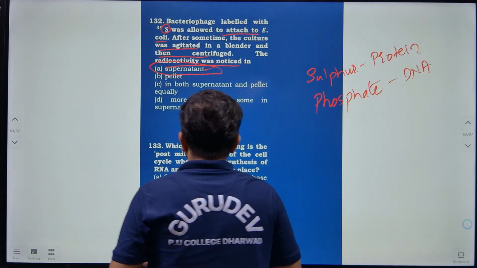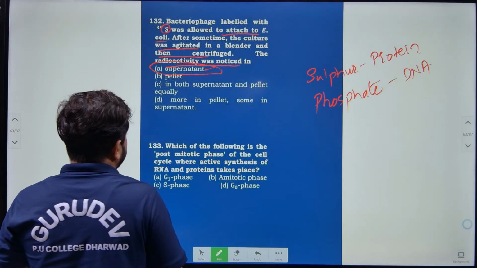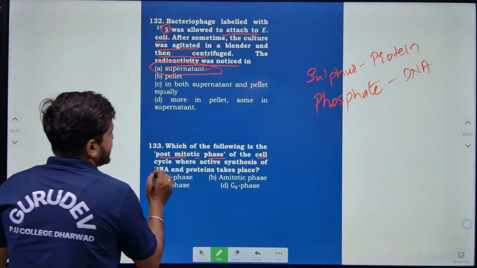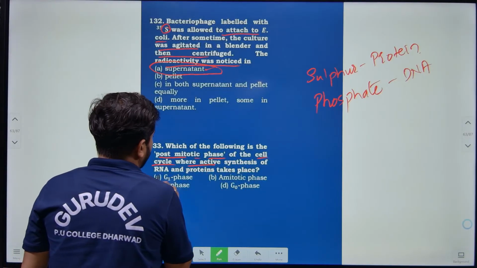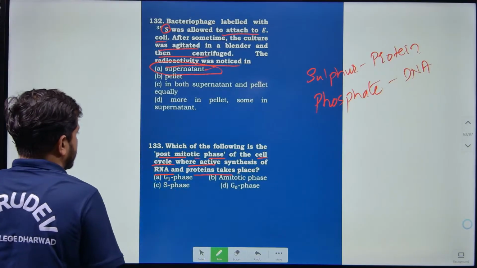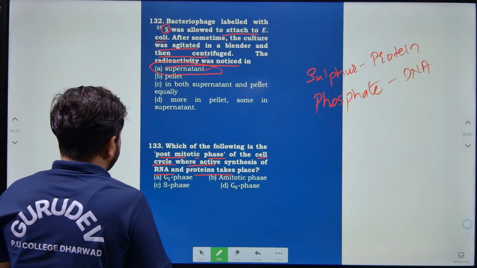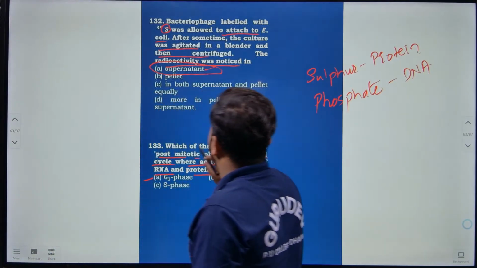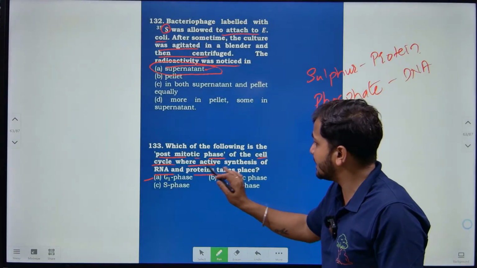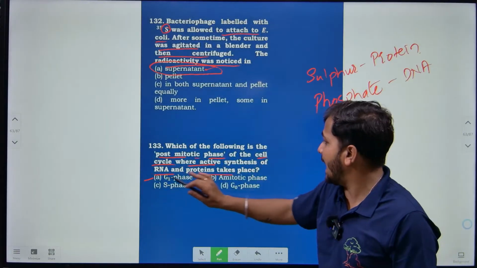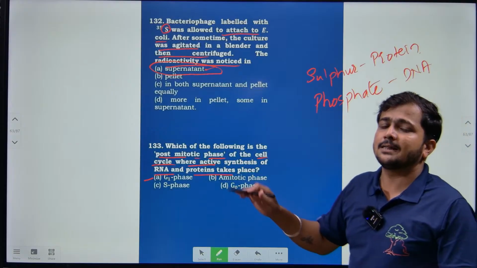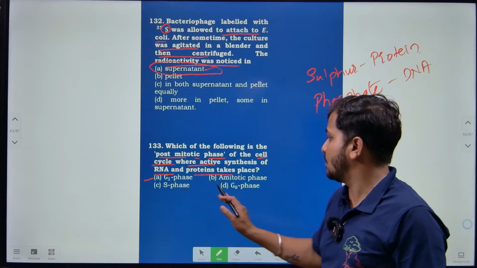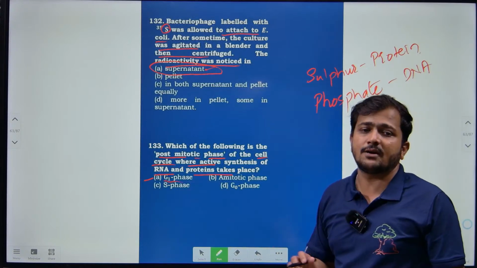Then the next question: which of the following is the post mitotic phase of the cell cycle and where the active synthesis of RNA and protein takes place. So if you consider here, the G1 phase is the post mitotic phase of the cell cycle where the active synthesis of RNA and protein will take place, right? The transcription and translation type of synthesis can be seen here. So that is nothing but G1 phase, right?